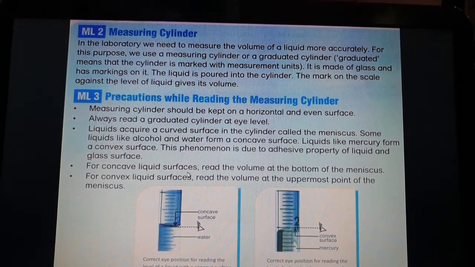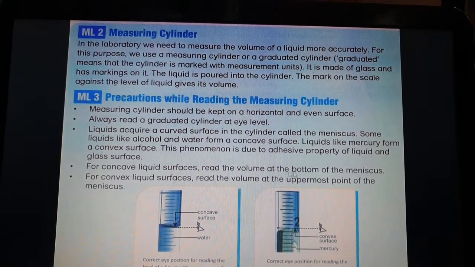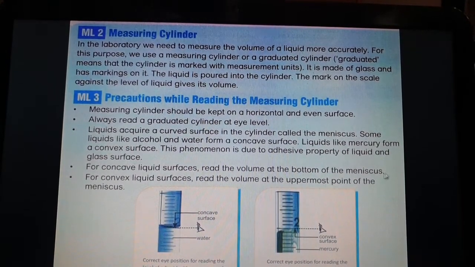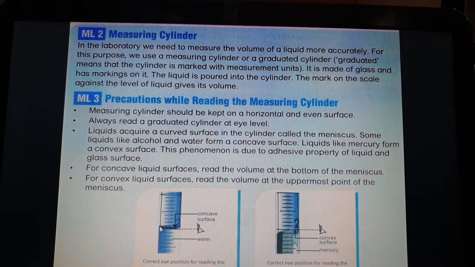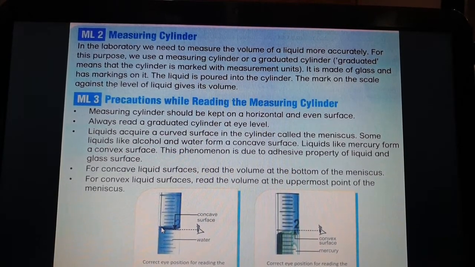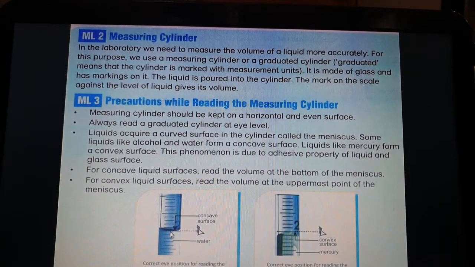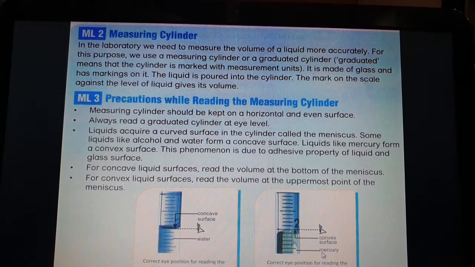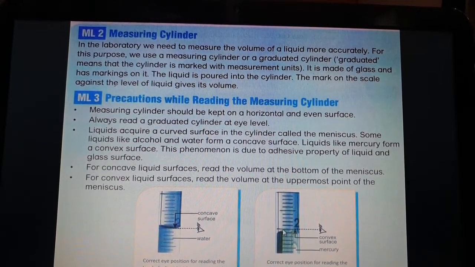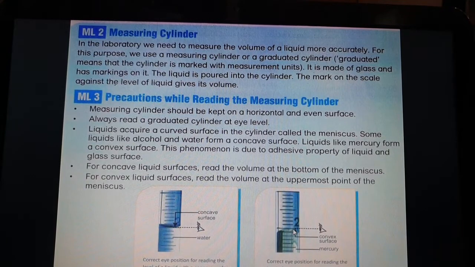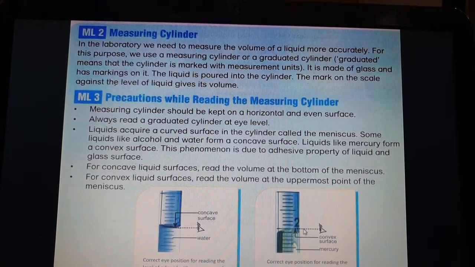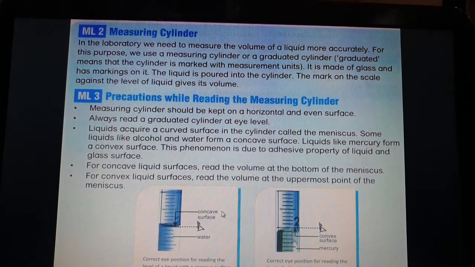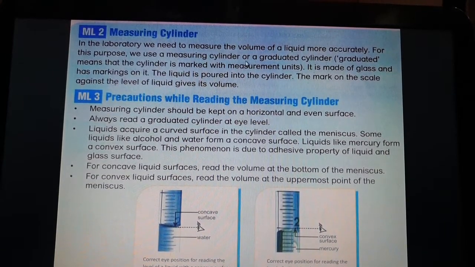So for concave liquid surfaces, read the volume at the bottom of the meniscus. See here in the case of water, since it is concave, we should read the reading which is completely below. And when we are talking about mercury, which is in the form of a convex surface, you have to measure the upper value. So this is how we have to measure the given liquids using the measuring cylinder.